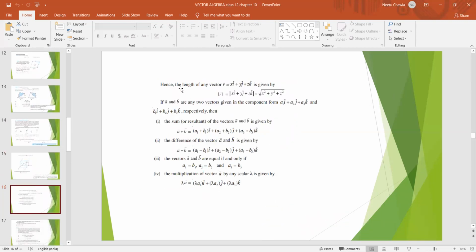Now a few properties are there, we should know about this. If this is the component form of a given vector, then its modulus will be under root of x square plus y square plus z square.